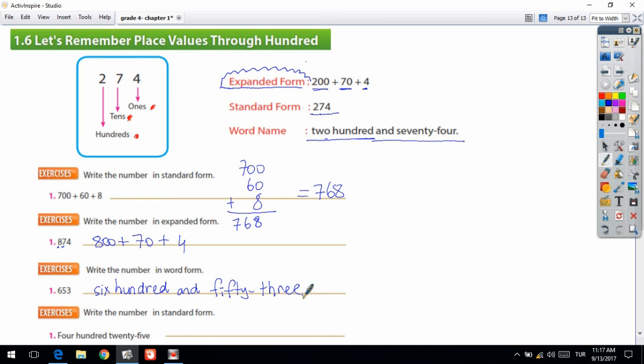Okay, last question. Write the number in standard form. Standard form, your own number: 425. How can you write it as a digit, as a number? 425. How can I write? Is that clear? Yes, of course.